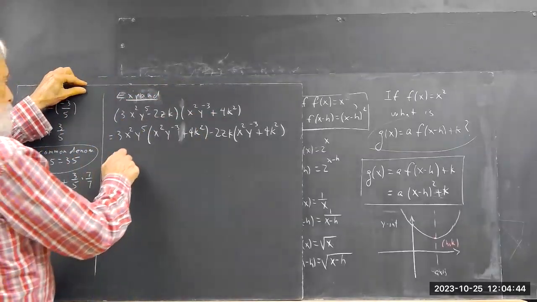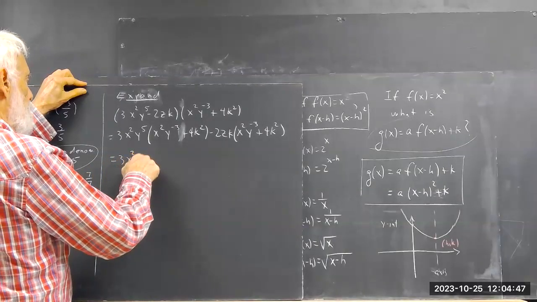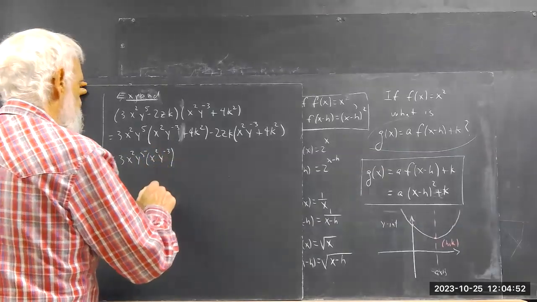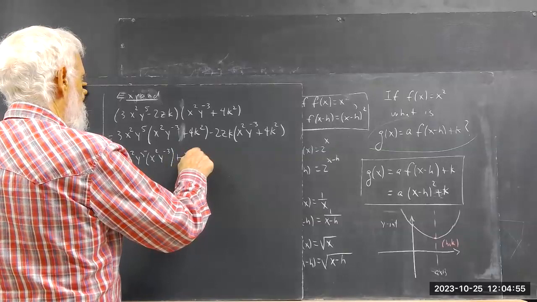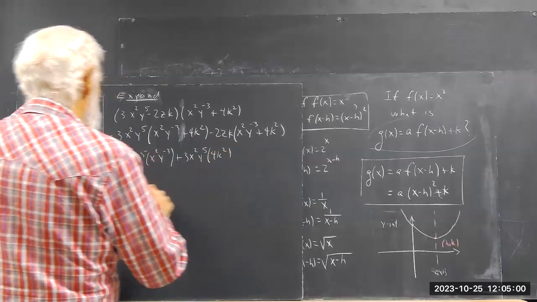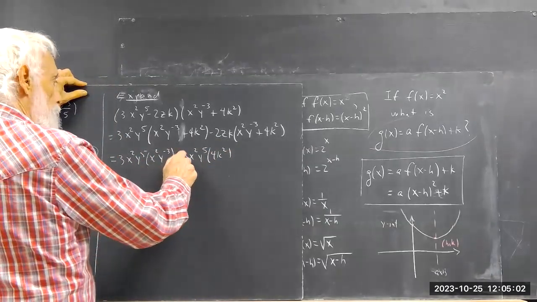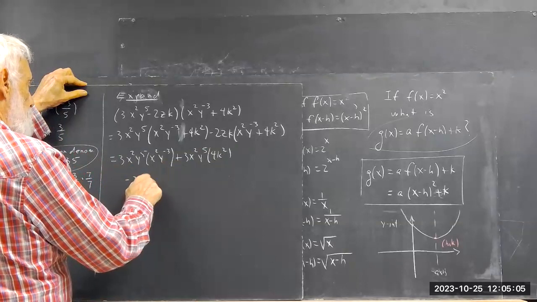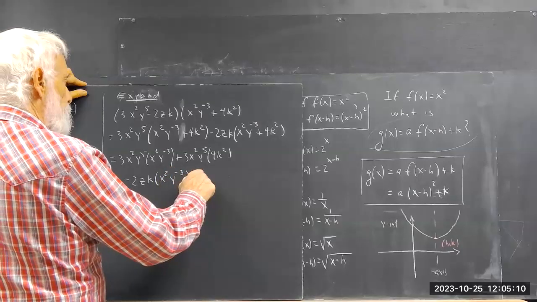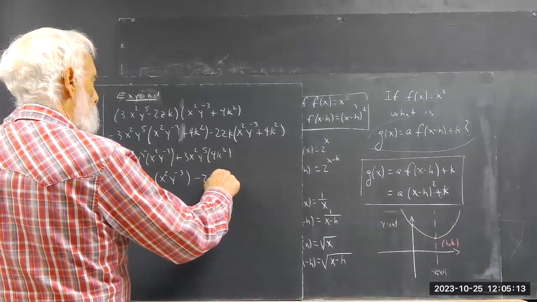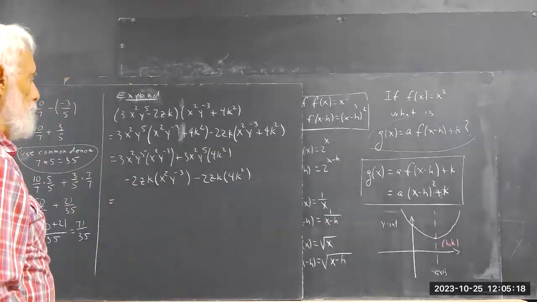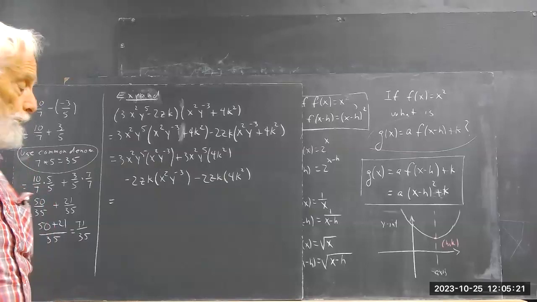here. This is going to give us 3x squared y to the fifth times x squared y to the negative third plus 3x squared y to the fifth times 4k squared. And I don't have room to get everything on this line, so I'm going to do this. We have minus 2zk times x squared y to the negative third minus 2zk times 4k squared. Okay, well, that's an application of the distributive law.